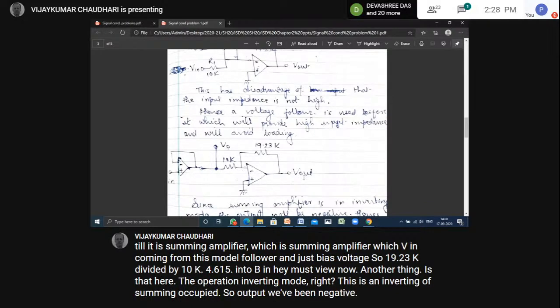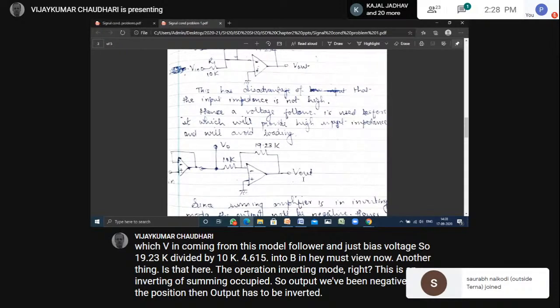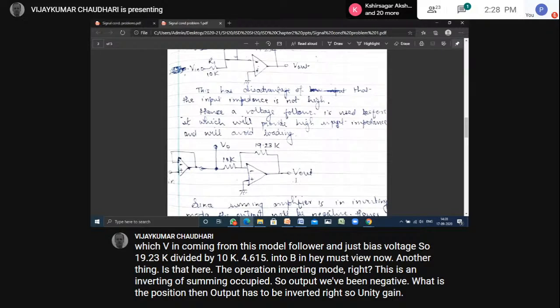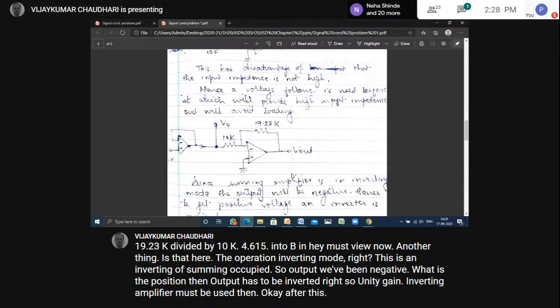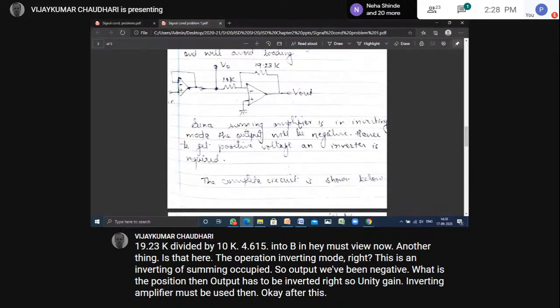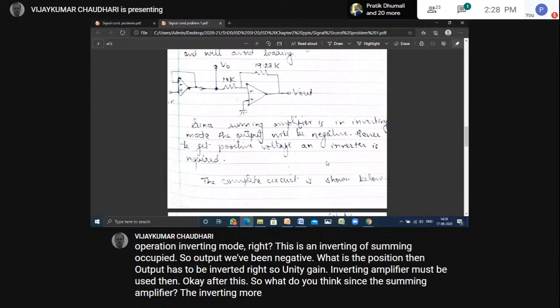So what is the solution then? The output has to be inverted, right? So a unity gain inverting amplifier must be used then. After this, since the summing amplifier is in inverting mode, the output will be negative. Hence, to get a positive voltage, an inverter is required.